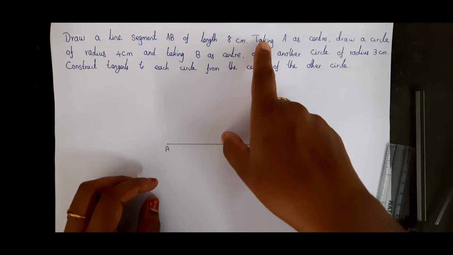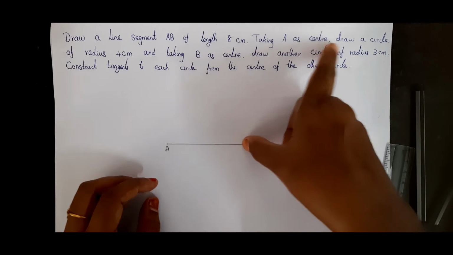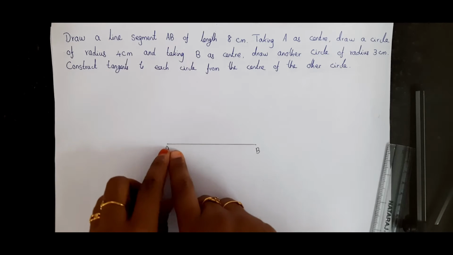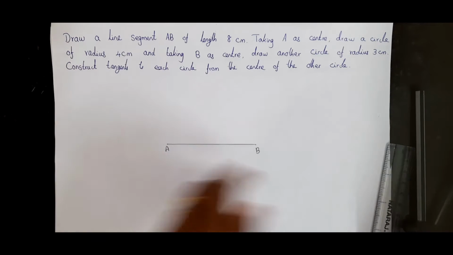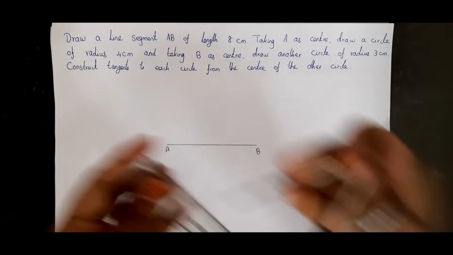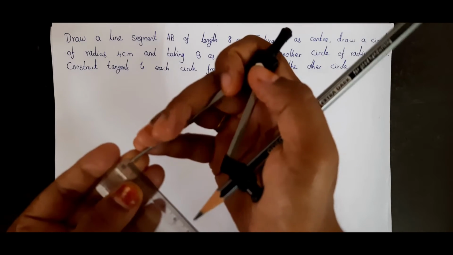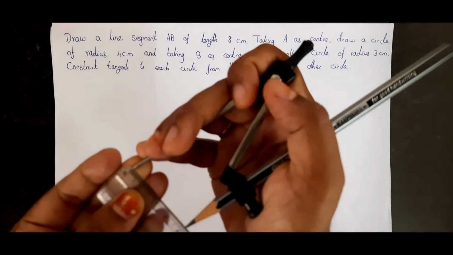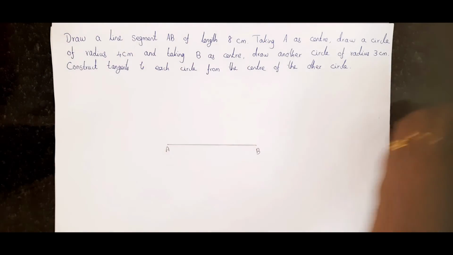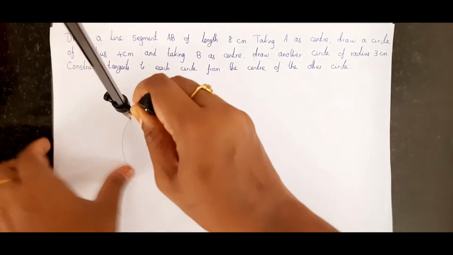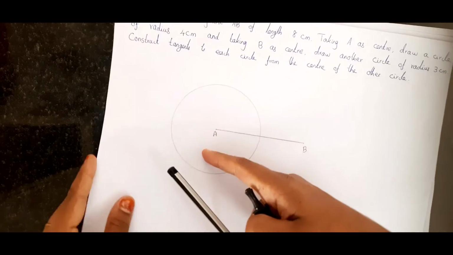Then next, read the question. Taking A as the center, draw the circle of radius 4 cm. So A is the center, we have to draw the circle of radius 4 cm. So using compass and scale, we have to take 4 cm first. So 4 cm radius, I took 4 cm. Now A is the center, we have to draw the 4 cm circle. So I have done the circle, the 4 cm circle we completed.